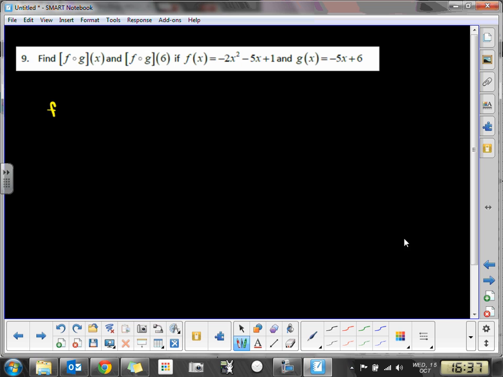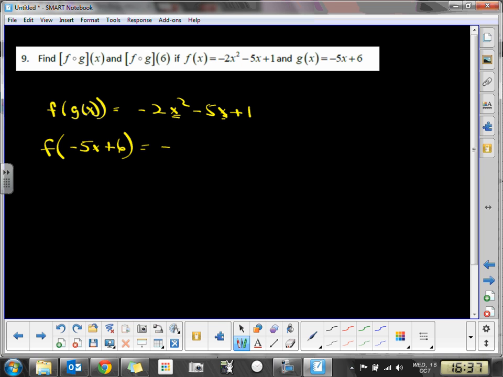But what I'm looking for is, can you put function g into function f, perform the operations, and then evaluate this new function f at 6. So my function f is negative 2x squared minus 5x plus 1. We're going to put into function f g of x, which is another function of negative 5x plus 6. And that's going in everywhere we see an x.